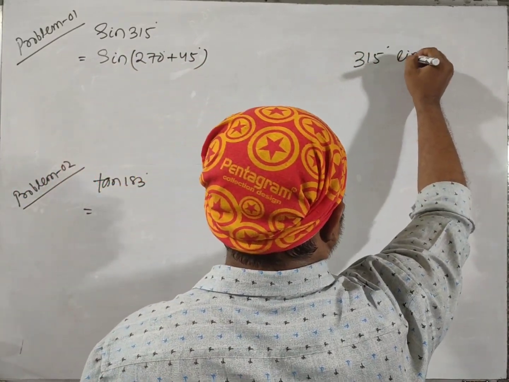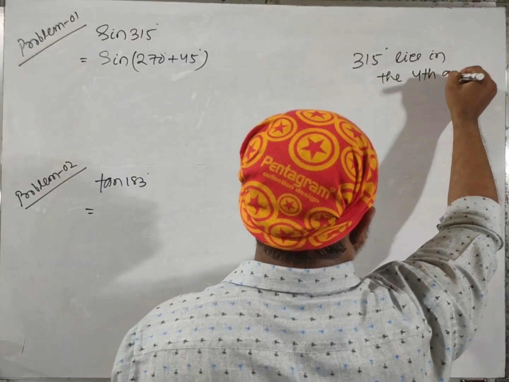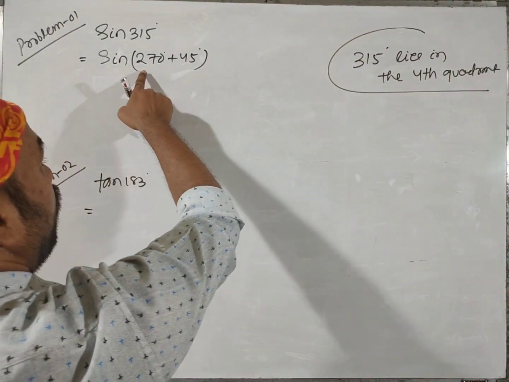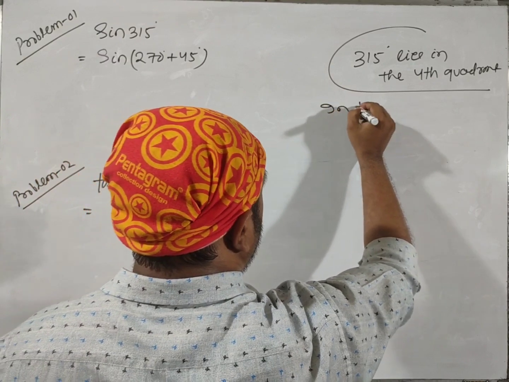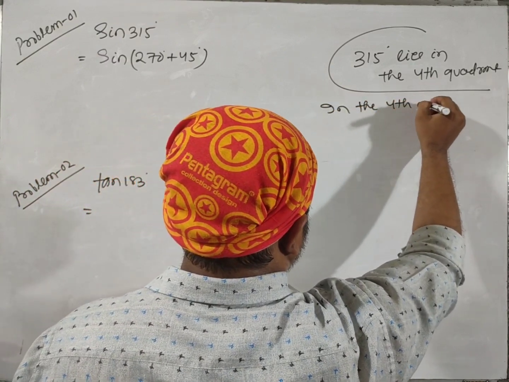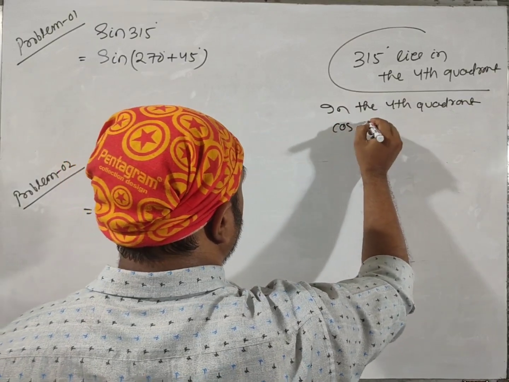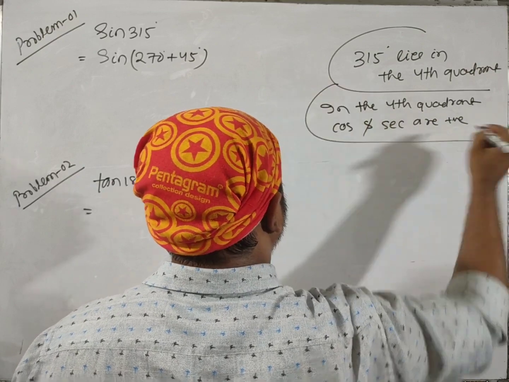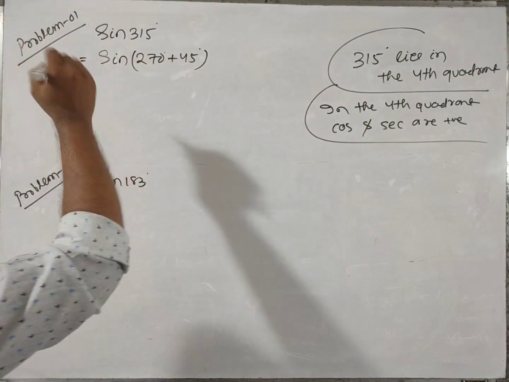315 degree lies in the fourth quadrant because it is in the form of 270 degree plus theta. In the fourth quadrant, cos and sec are positive and all the rest of the 4 different functions are negative here. So sine is negative here.